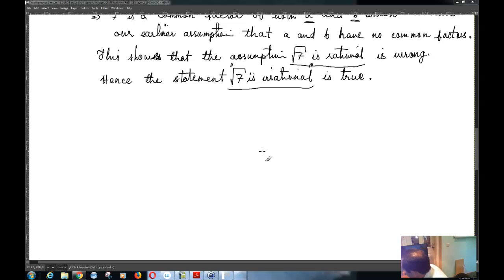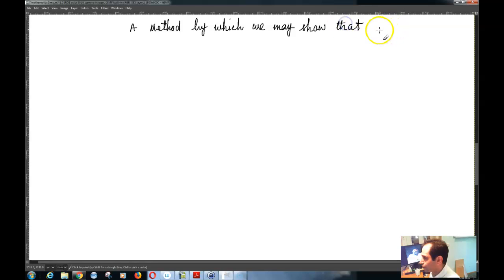So now the next thing that we shall discuss is a method by which we may show that a statement is false.